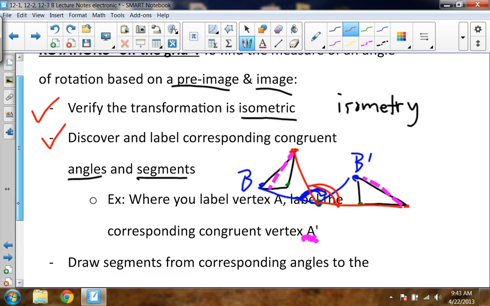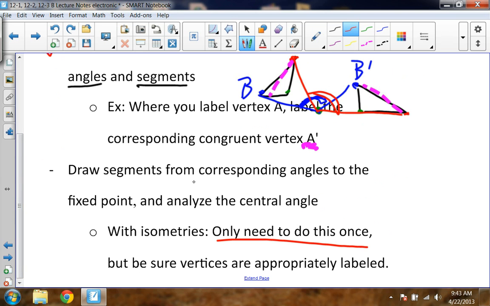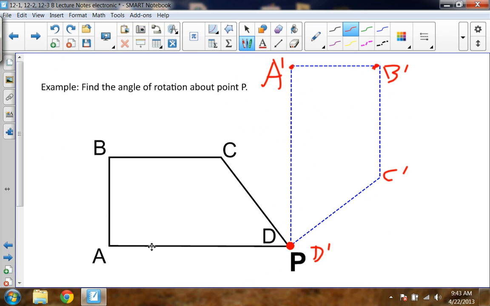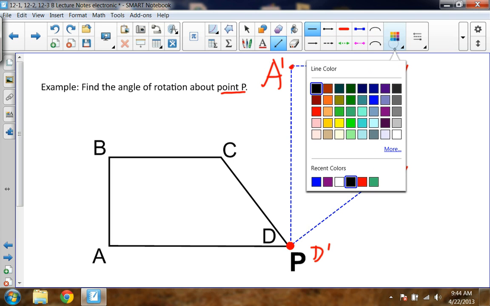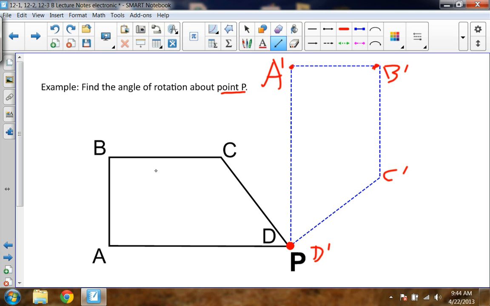Okay, draw segments from corresponding angles to the fixed point and analyze the central angle. Okay, so you have to notice where it rotates about. I mean, I say it, but it rotates about point P. So here's my fixed point, and I have to mark up 2 segments from other points. Let's go ahead and do that. So I'll do it from B again. Actually, let's start from A. I'll do it from A again right here. So I'm drawing from A to the fixed point and the fixed point to A prime.